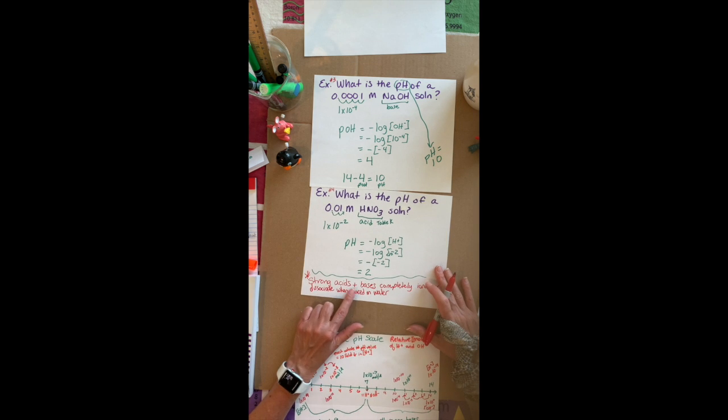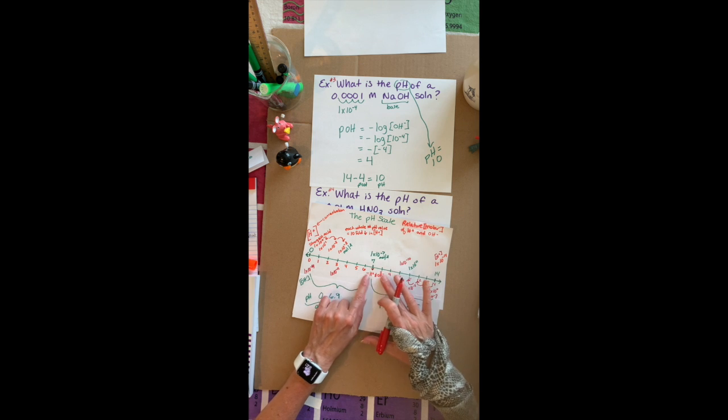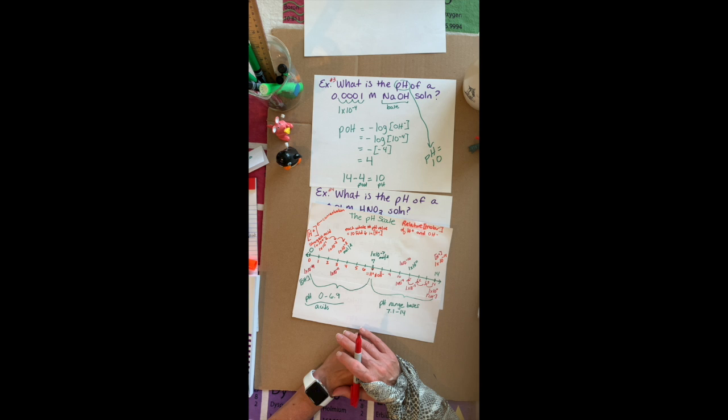Whereas weak acids and bases do not completely ionize. And they're going to fall closer to that pH of 7 range. They're weaker acids or bases.